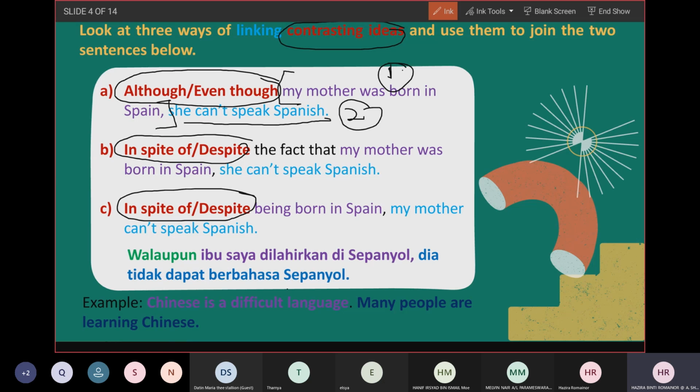Chinese is a difficult language, idea yang pertama. Yang kedua, many people are learning Chinese. Ayat yang kedua. So maksudnya itu ada percanggahan atau perbezaan pendapat. Dalam bahasa mudah dia, bahasa Cina adalah sangat susah. Yang kedua, ramai orang nak belajar bahasa Cina. Awak tahu benda tu susah tapi still ramai orang nak belajar. So how you are going to change or to rewrite the sentences in one sentence? You can refer to the sample 3 up there. Awak boleh rujuk 3 yang di atas.